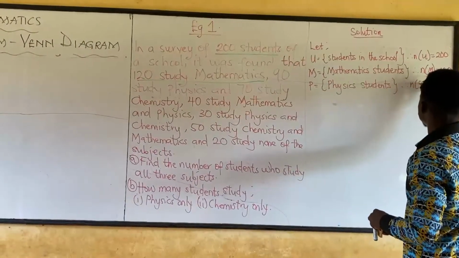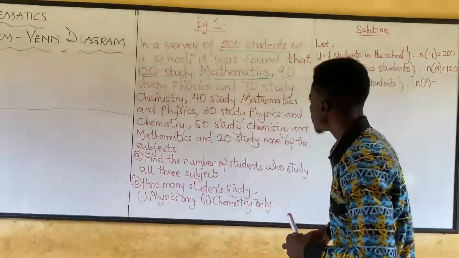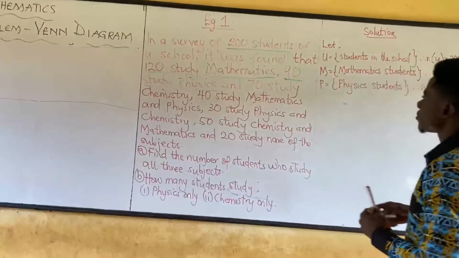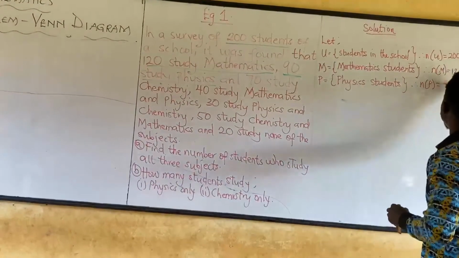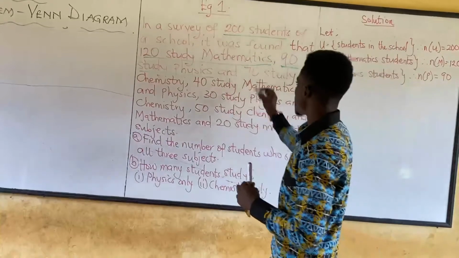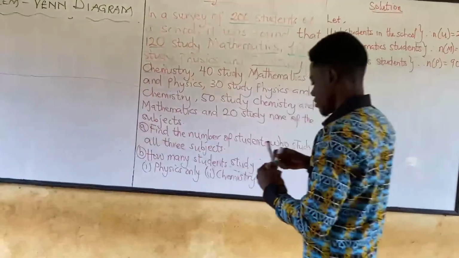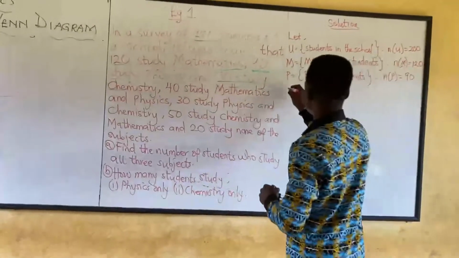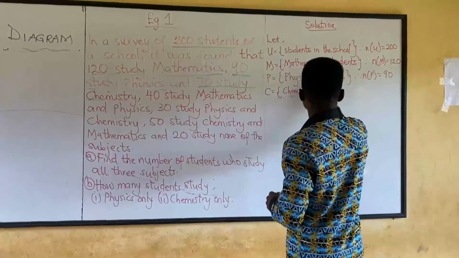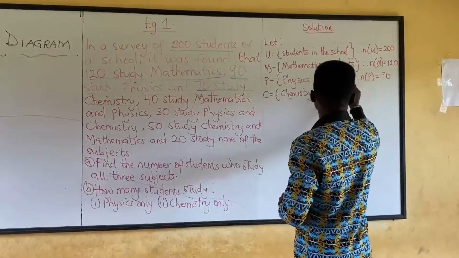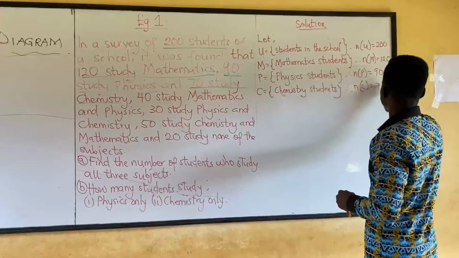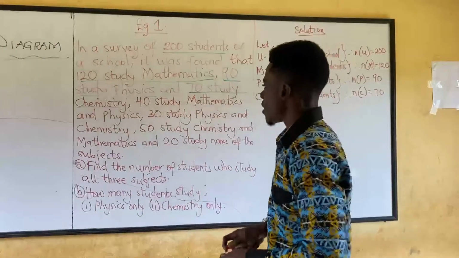Therefore, number of physics students, so we check, 90 studying physics. So 90, there are 90 students studying physics. So write 90. Then the last subject to talk of is chemistry. It says 70 study chemistry. So we denote C for chemistry. So chemistry students, and they are 70. So number of C is equal to 70. Okay.